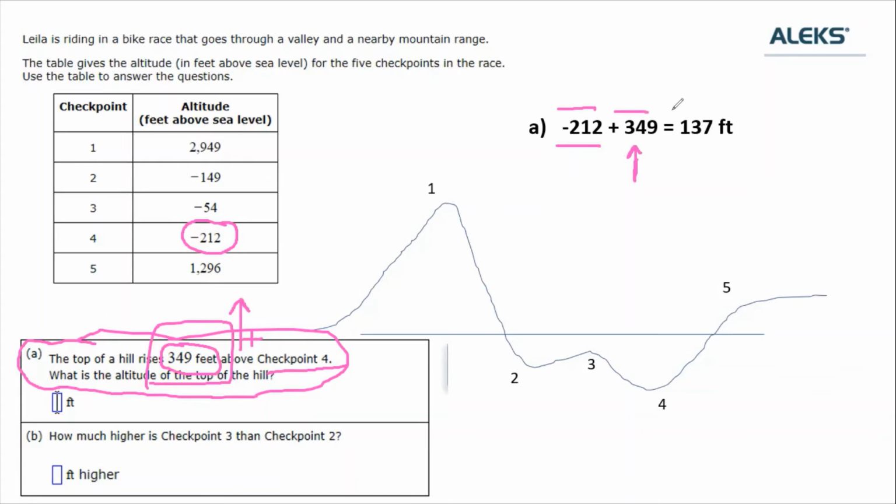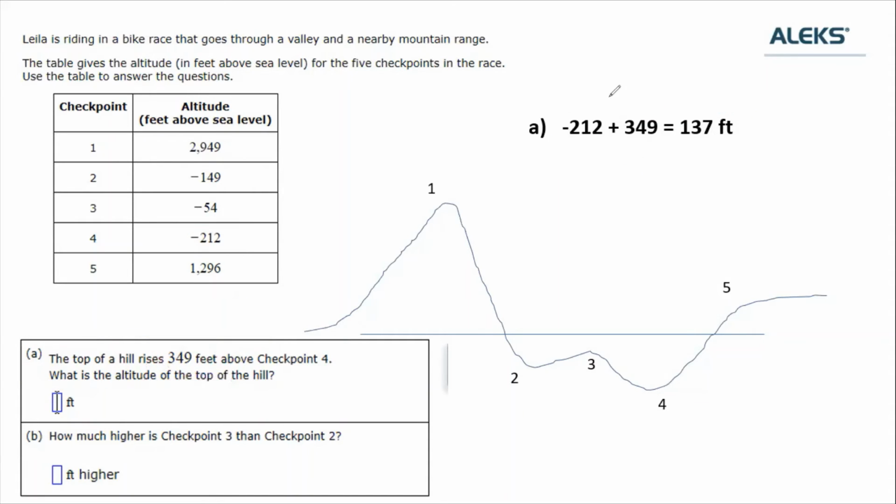The answer is 137. You can do it in the calculator just like that, or you can do it backwards in the calculator. You can say 349 minus 212. Anyway, the answer is going to be 137 feet.